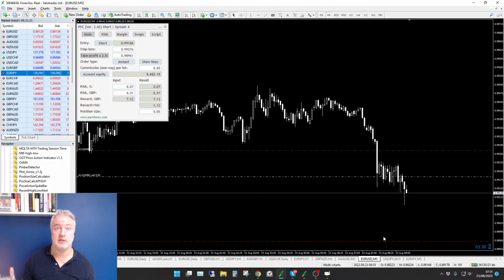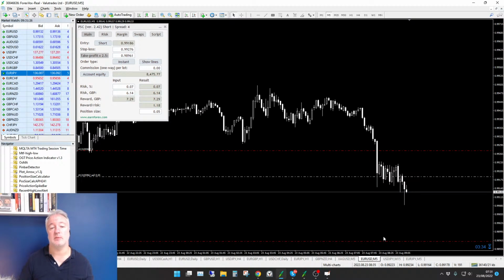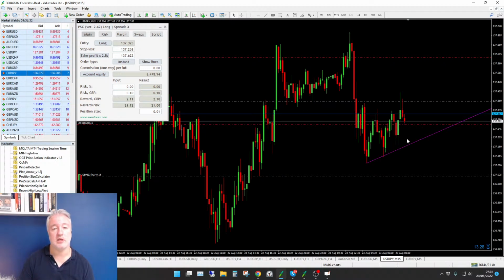Dollar yen will come down a bit. Cable, GBP, will potentially push up a bit. I'm saying I think that's a possibility, but at this time, it might only start happening later in the day. Dollar yen is looking quite bearish, so I think that's going to be a losing trade.